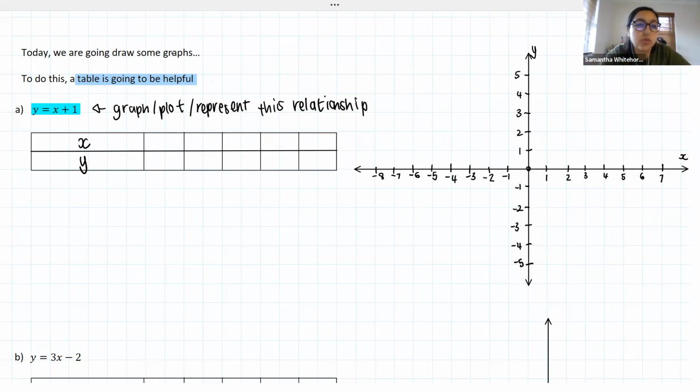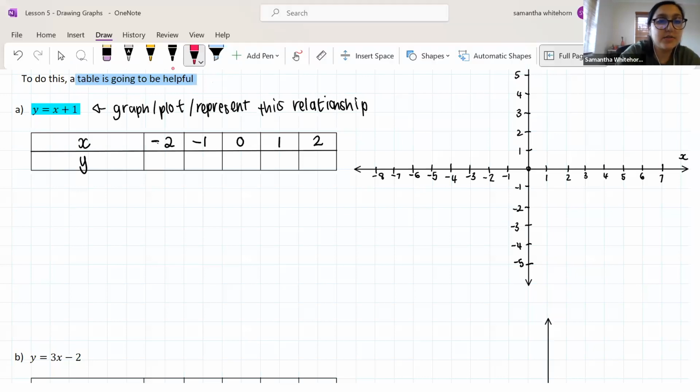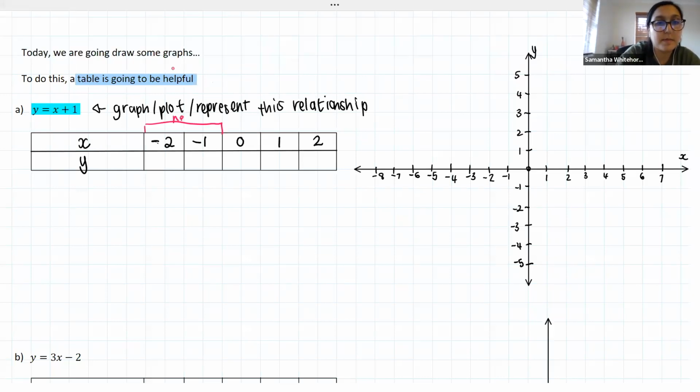Right, now guys, if you have to draw your own table, and again, I said this on Wednesday's lesson, you can pick your own input values. Whatever you want. My suggestion is you pick some negative, you pick 0, and you pick some positive. So for our tables today, we're going to work with -2, -1, 0, 1, and 2. I've got some negative values, I have some positive values, and I have 0.